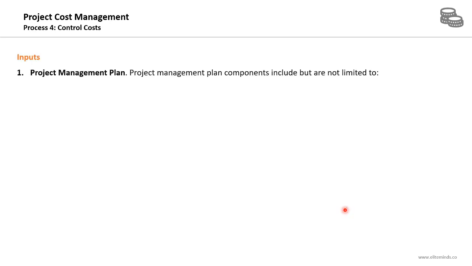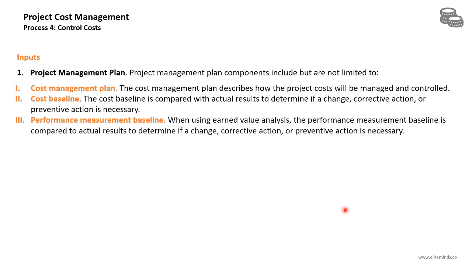Now the first input will be the project management plan, and we will need 3 components of this plan, starting with the cost management plan, which describes how we are going to monitor and control the project costs. This was planned ahead in the planning process group while we were developing the cost management plan. So how we are going to monitor the project costs, how we are going to conduct the earned value analysis techniques, all this was documented in the cost management plan. Therefore, it's an important input to this process.